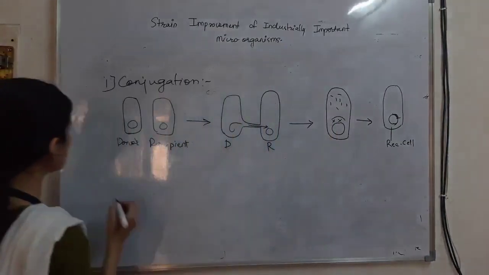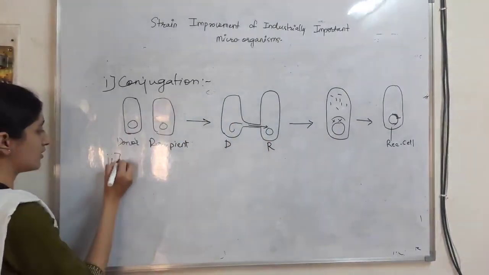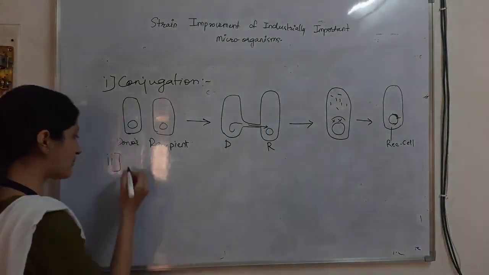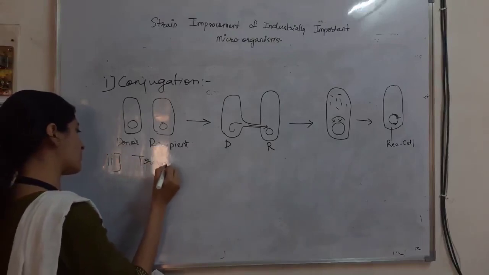Second is genetic recombination by transformation.